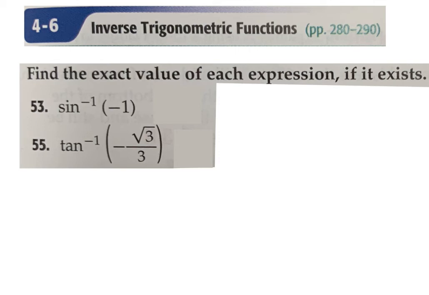So in section 6, we talked about inverse trig functions. Inverse trig functions just basically are solving back using the unit circle. So it says the inverse sine of -1. You're going to use your unit circle and say, what gives me a sine value of -1? Sine value of -1? 270.